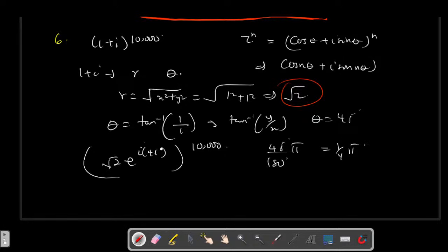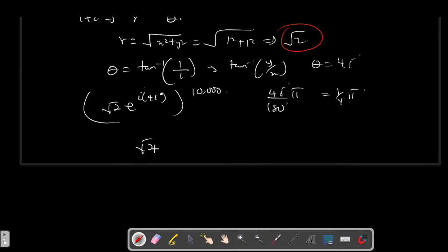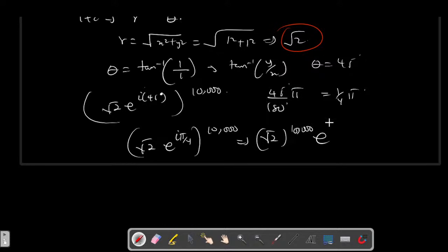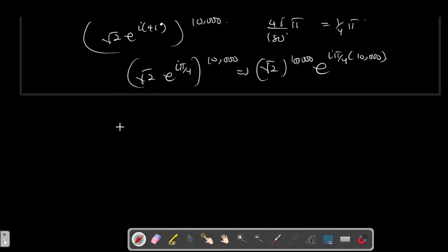Okay, so our expression then becomes square root of 2 multiplying e to the power I pi on 4, all to the power 10,000, which should give us square root of 2 to the power 10,000 times e to the power I pi on 4 to the power 10,000. So this is how you apply De Moivre's theorem. De Moivre's theorem simply says that the power should multiply our powers, as simple as that. The 10,000 multiplies what we have as powers. So let's see the answer for this.